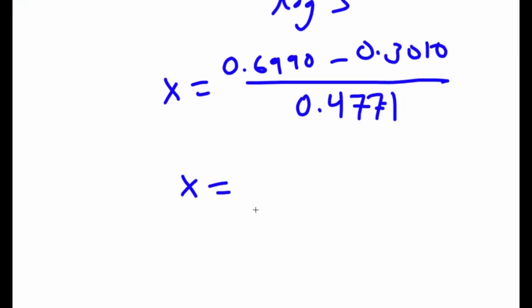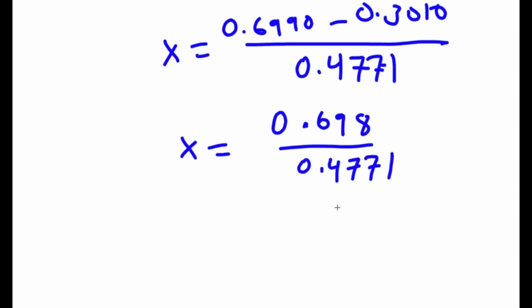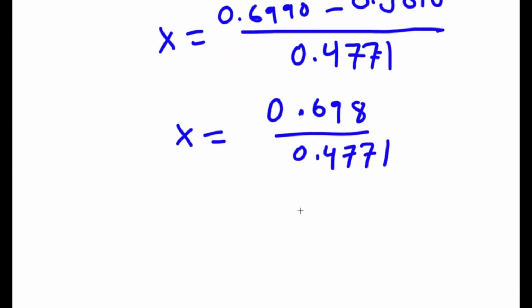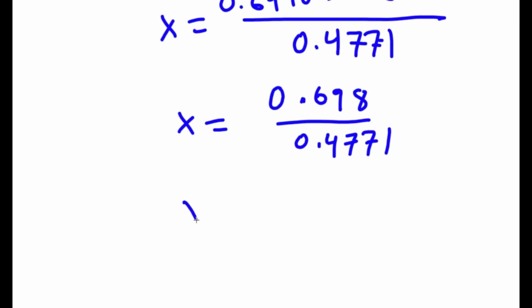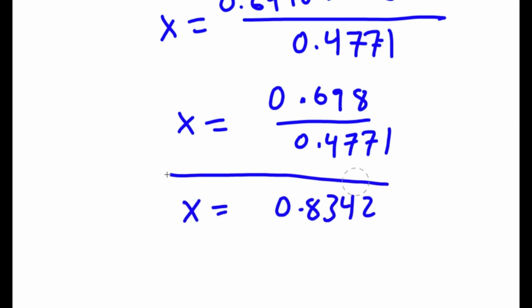So now x is equal to, now 0.6990 minus 0.3010, that is going to equal 0.398. And then I'm dividing this by 0.4771. So now if I divide these two, I get x is equal to 0.8342. So that is my answer.